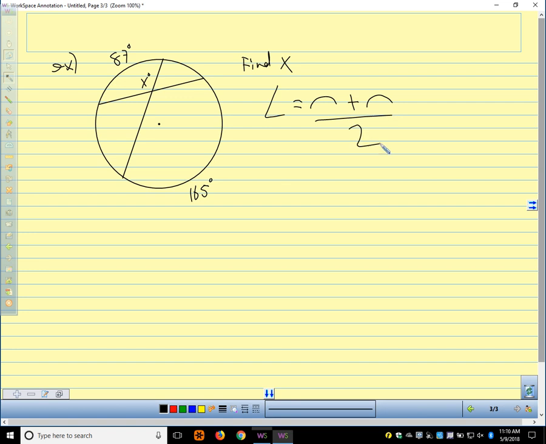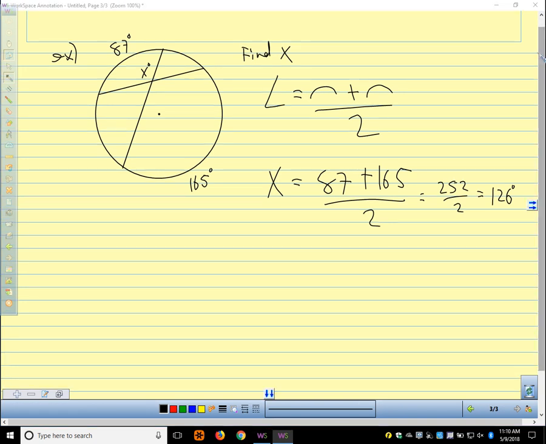That's our rule. So the angle, x, equals the arc, 87, plus the other arc, 165, divided by 2. Add those together, I get 252 divided by 2. And when I divide that by 2, I get 126. All right, questions there?